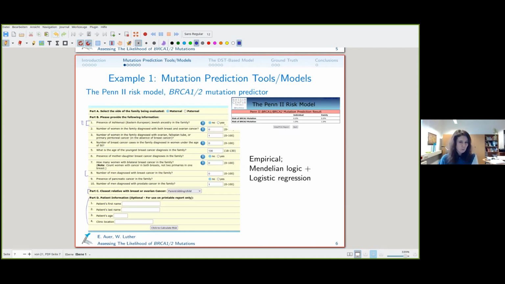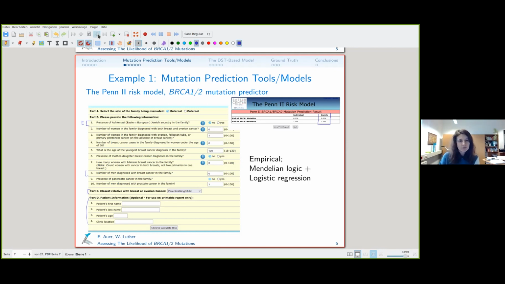After we have filled out this questionnaire, in this window we see the results, for example, for the family mutation probability. For me, it's 0 for the BRCA1 mutation and approximately 1% for the BRCA2 mutation. And if you want the combined probability, then a good assessment would be to add those 2 numbers.